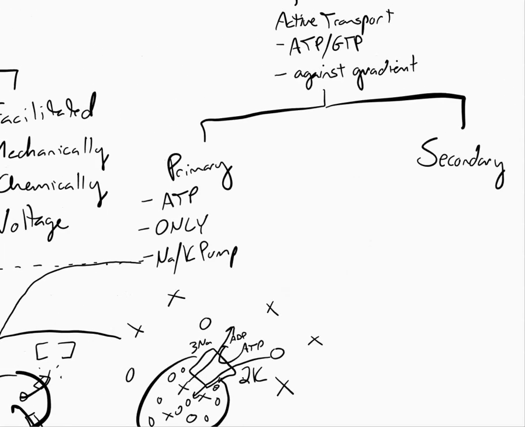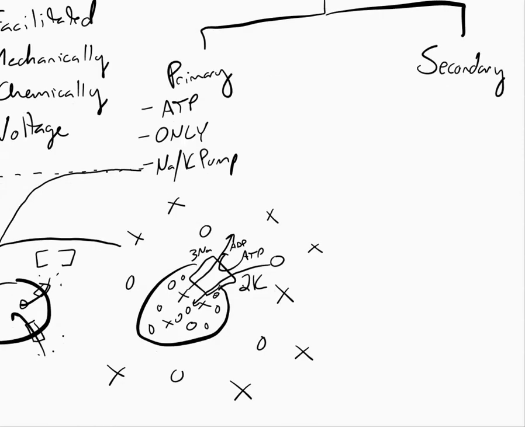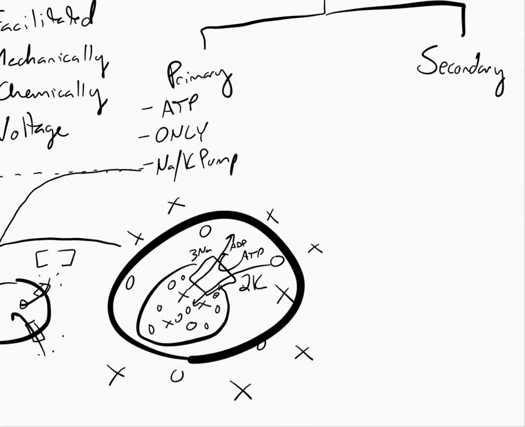For secondary active transport, it will indirectly use ATP. It does this by using the gradient that we created over here. Since this uses ATP to make the gradient, we indirectly use it with secondary. And so we have two types again here. We have symport and antiport.